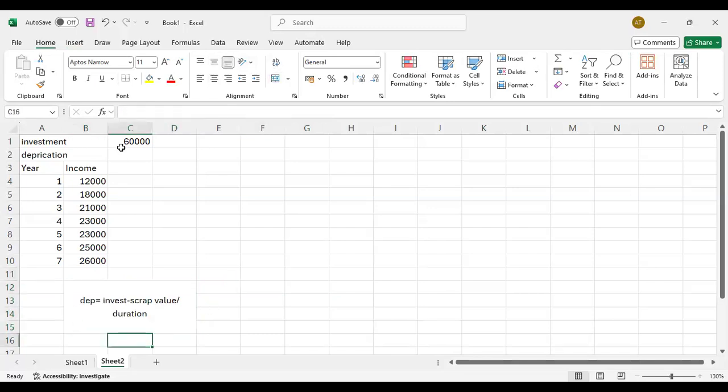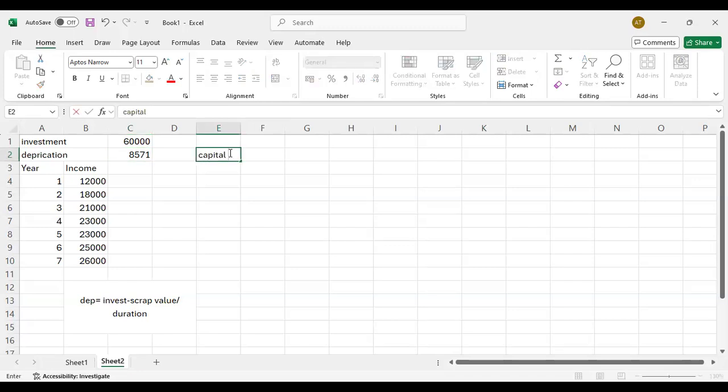In this case, my investment is 60,000. Scrap value is not given, so I assume scrap value is 0. So for depreciation, it is 60,000 divided by 7. So my depreciation is about 8,000. I'll make it a round figure, 8,571. Each year I'm charging this depreciation. Now for our convenience, we'll assume the PV factor, that is capital rate, is 10%. Because we already calculated 10%, I don't want to waste time on calculations again.